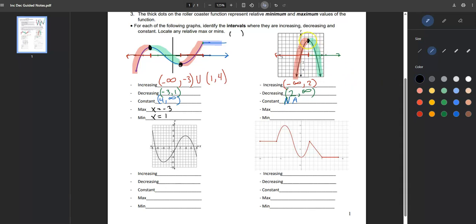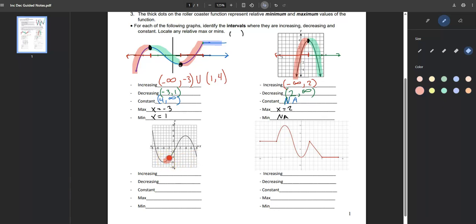And then I do have a maximum value. That maximum value is at 2, so it'd be x equals 2. But I do not have a minimum value, so this would just be NA as well, not applicable with that one. And that's just how this goes, okay?